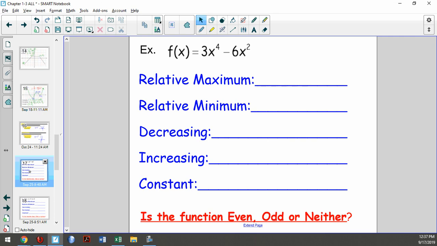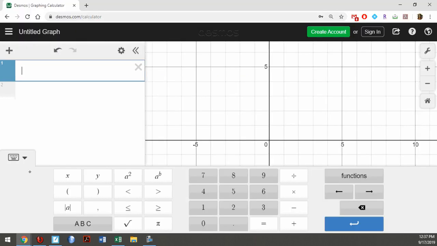What I'm going to tell you to do is Google a graphing calculator, because our graphing calculator app is still not working. The graphing calculator I want you to use is Desmos. So if you go to Desmos, you can just watch me do it today. You don't have to worry about participating.